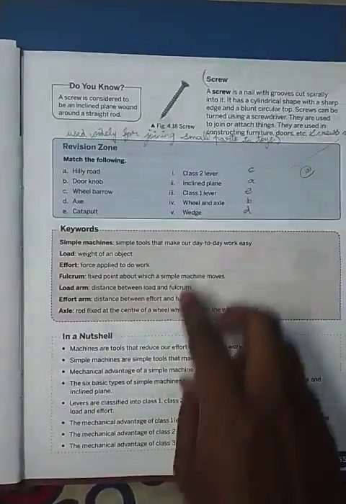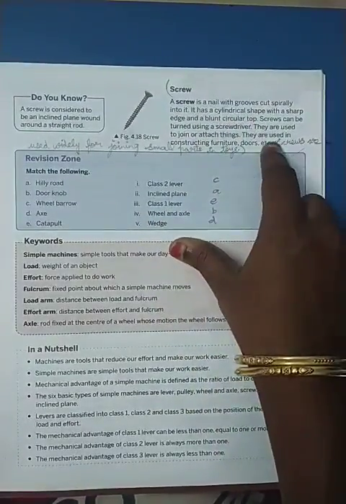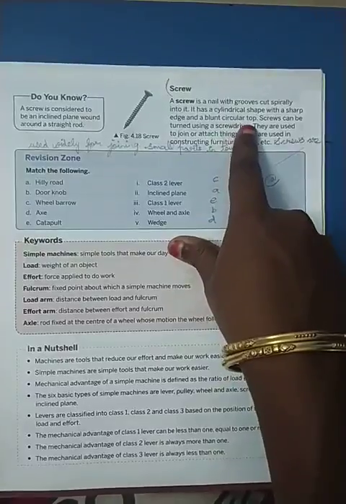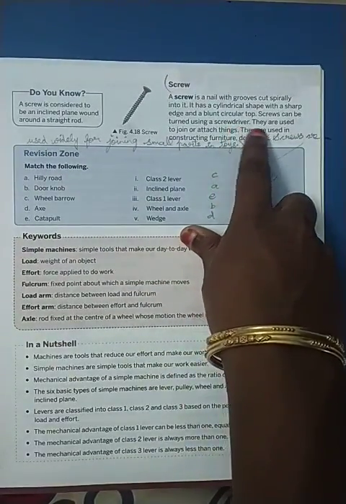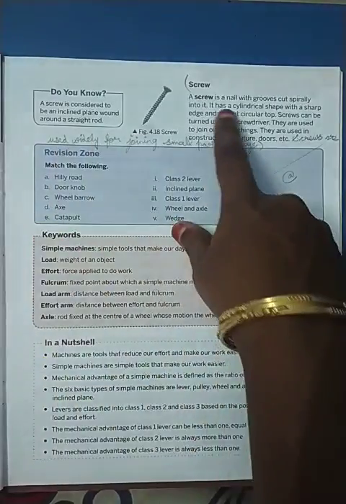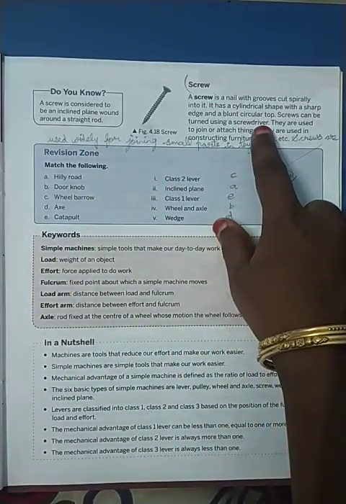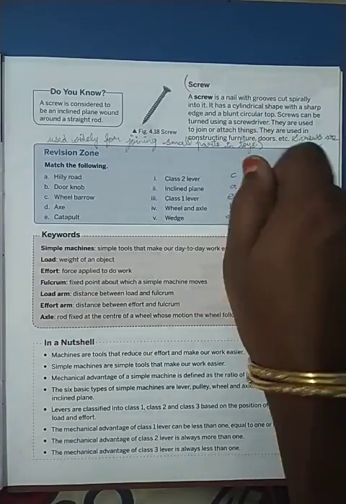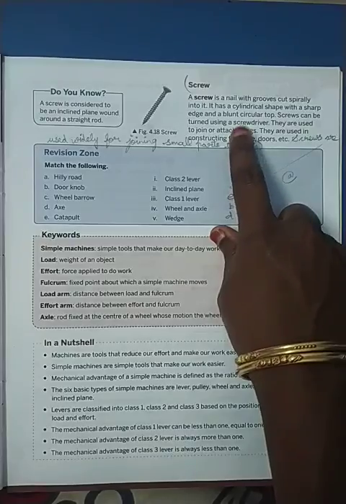Okay, and screw. A screw is nothing but an inclined plane on which we are rotating the thread. A screw is considered to be an inclined plane wound around a straight rod. It is like a nail with grooves and you can use the screwdriver to remove it, and it can be tightened with the same screwdriver. It is mainly to join or attach things. It is used in furniture or in toys.